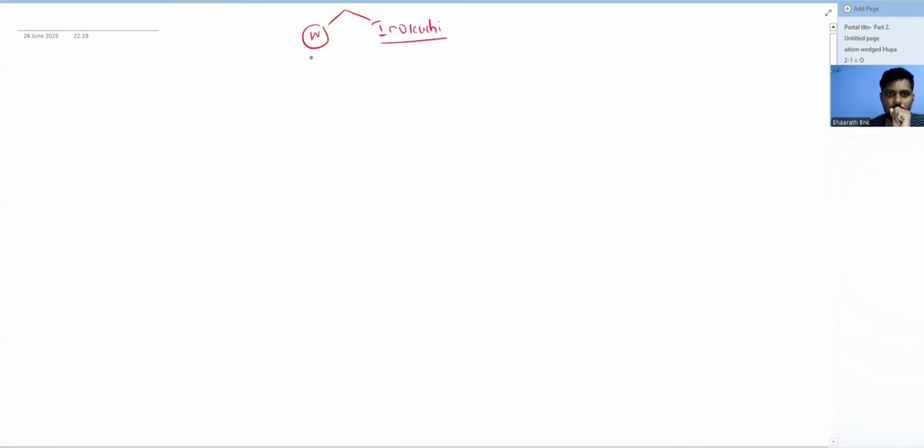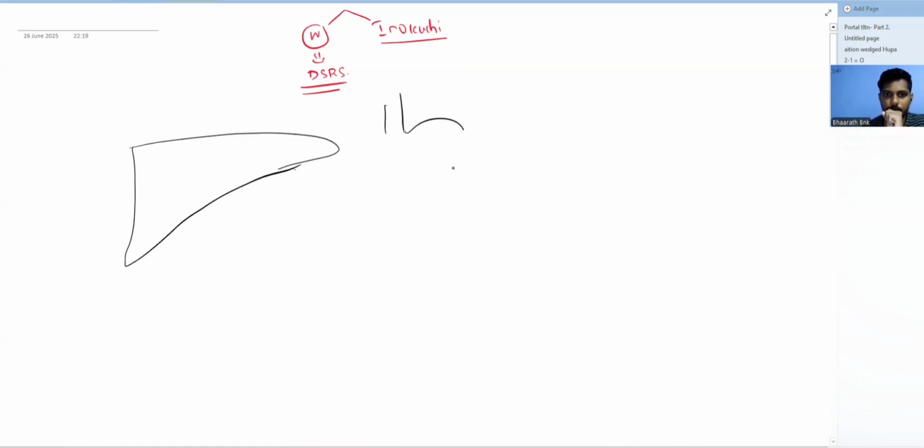Right. So this Warren shunt is nothing but a distal splenorenal shunt. Right. Now, it is a little complex procedure. A distal splenorenal shunt. So, I hope you remember the anatomy.